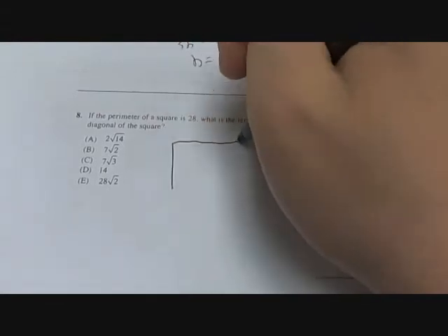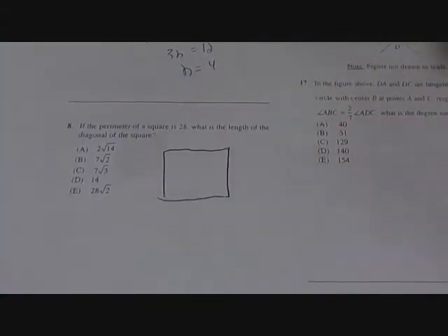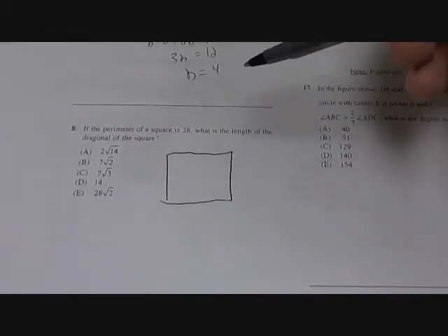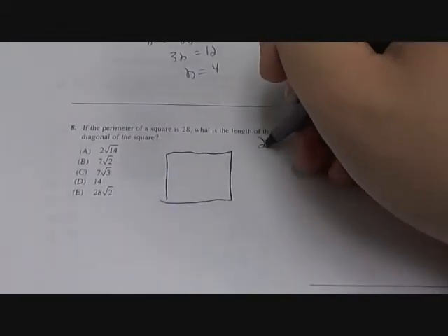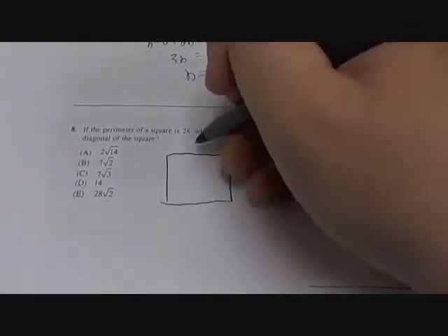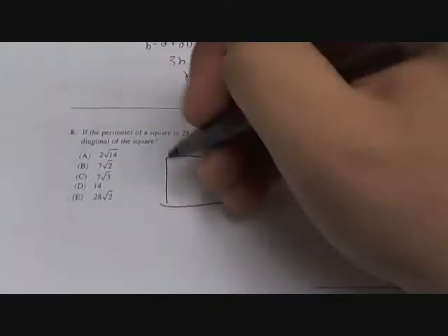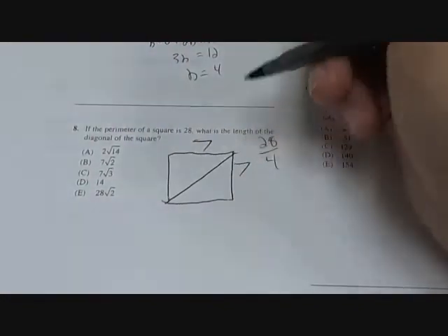Alright, the perimeter of a square is 28. I know my square is not perfect, but whatever. So the perimeter of a square is 28, so that means each side has to be what? Because the square has equal sides, so 28 divided by 4 is 7. So that's 7. What is the length of the diagonal of the square? So this thing right here.